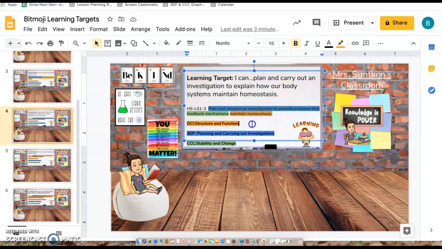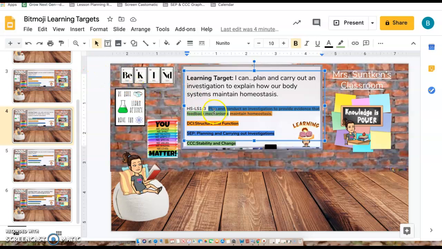For our disciplinary core idea, do you know science, we're going to be looking at how our body maintains homeostasis. Planning and carrying out investigations, we are going to look at some different ways that humans maintain homeostasis, how some animals maintain homeostasis, and how plants maintain homeostasis as well. And our cross-cutting concept is stability and change. We're going to be looking at how we can keep those body systems stable, what happens when they do change, and how our body will respond to that.